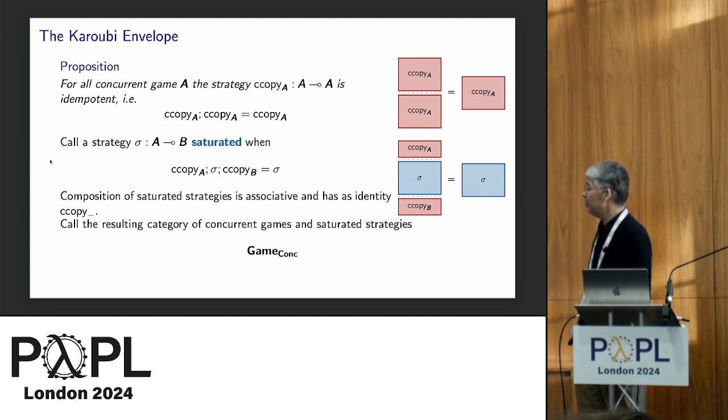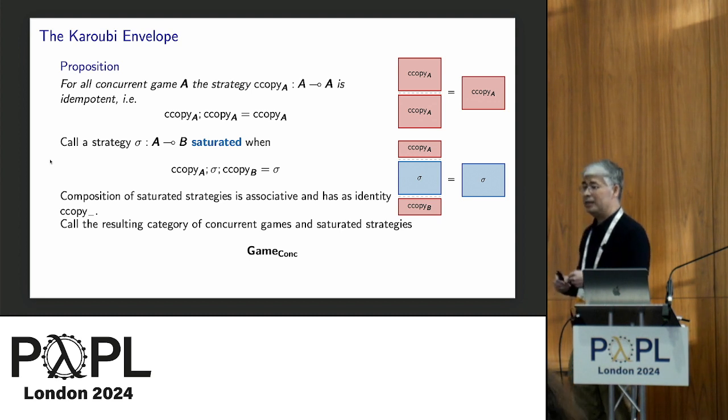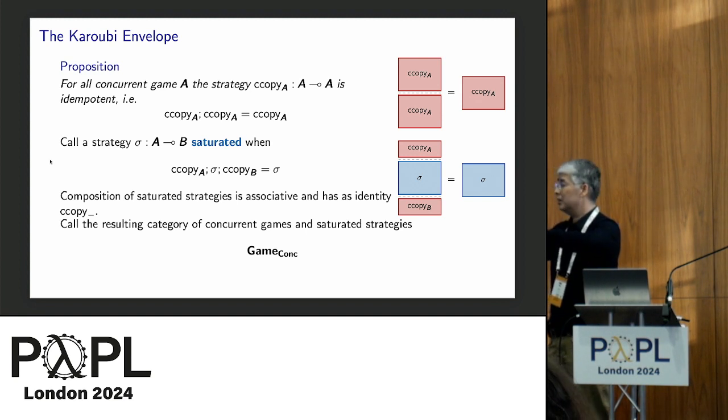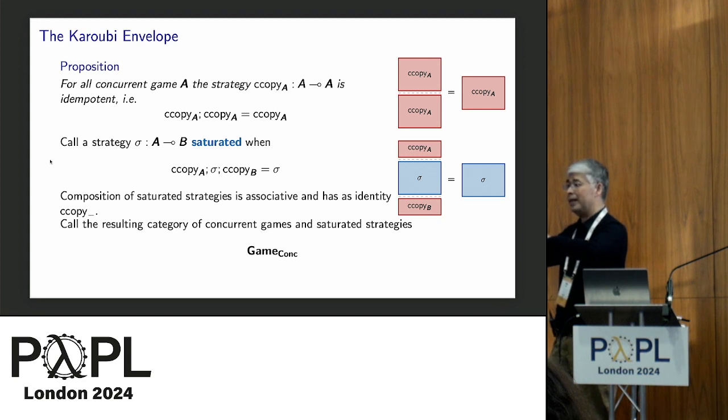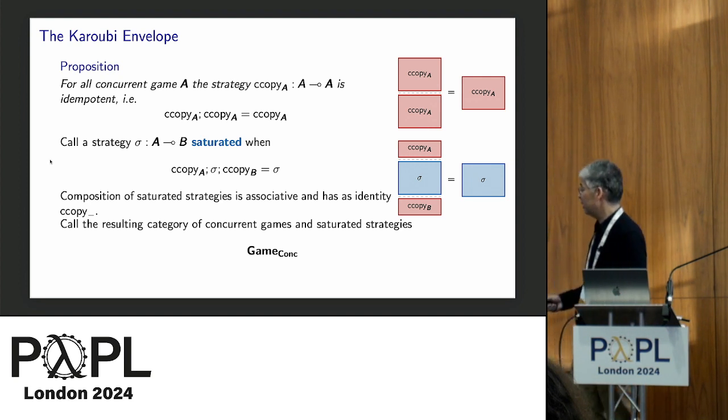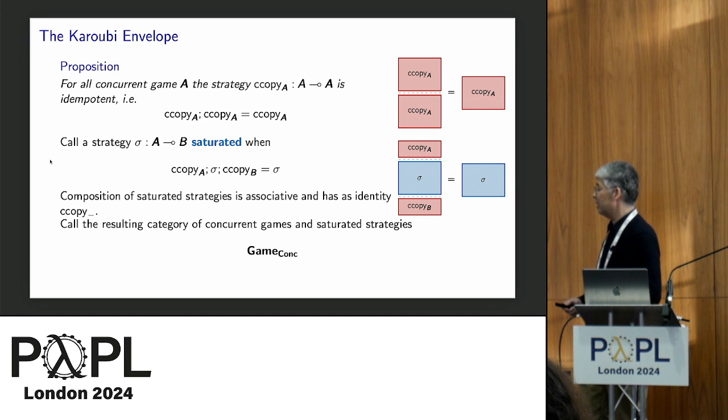And so you can actually define what we mean by a strategy being saturated by just adding a concurrent copycat on both ends. So if a strategy is saturated, then it's modular, it's more compositional. Because if you only have saturated strategies, they are always happy to add a C-copy on both ends. Then when you want to compose them, those duplicate copycats will become 1. So that makes it more compositional, right? So this resulting category is actually a real category with identity.